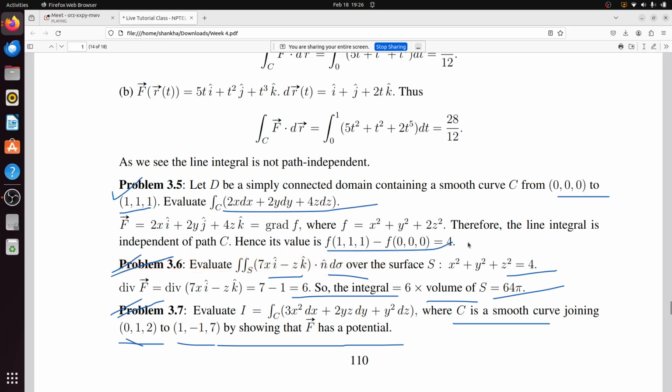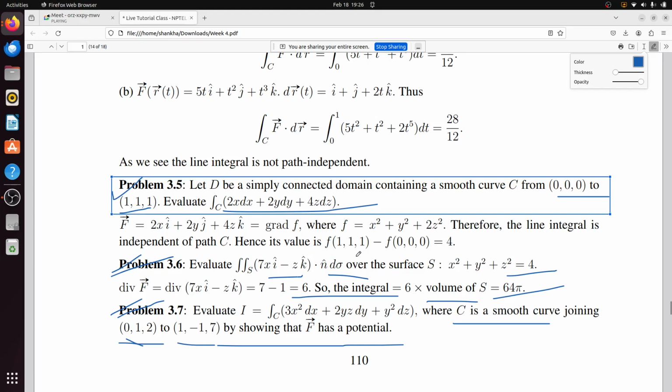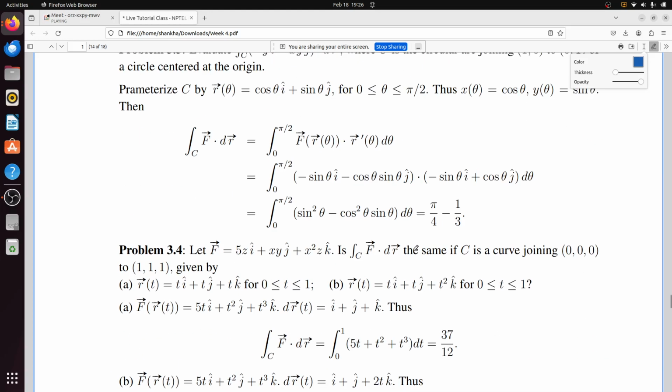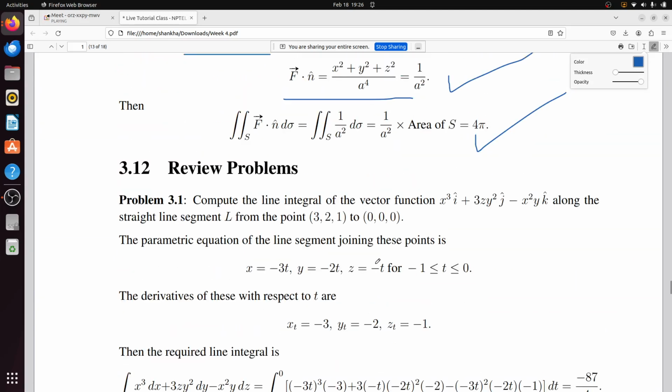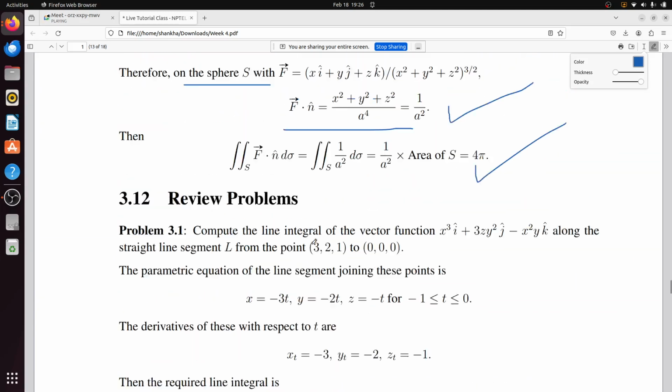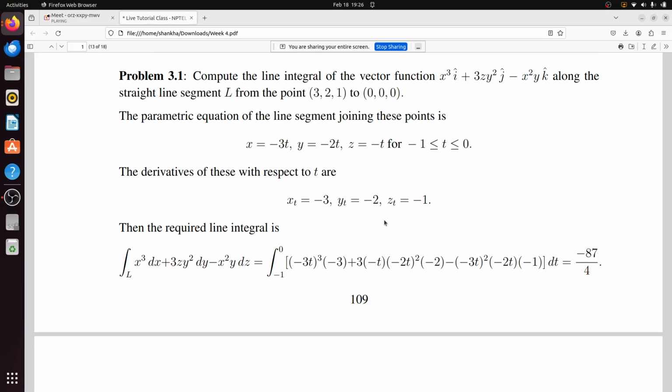Yes, sir. So this type of problems may come in your exam also, in the exam also. Some of the basic things you should know are parameterization and all. If you know the parameterization and some of the concepts, then it becomes easier for you to solve this type of problems.